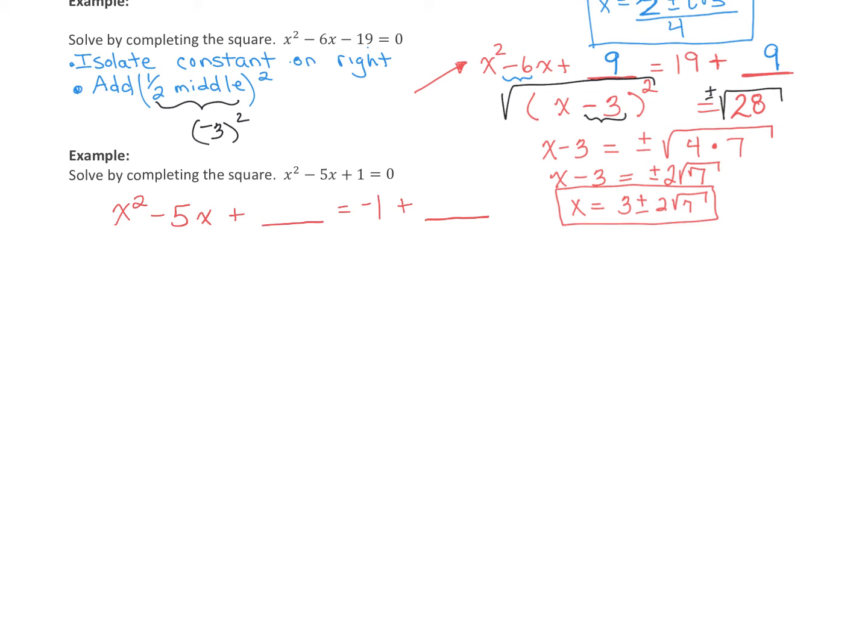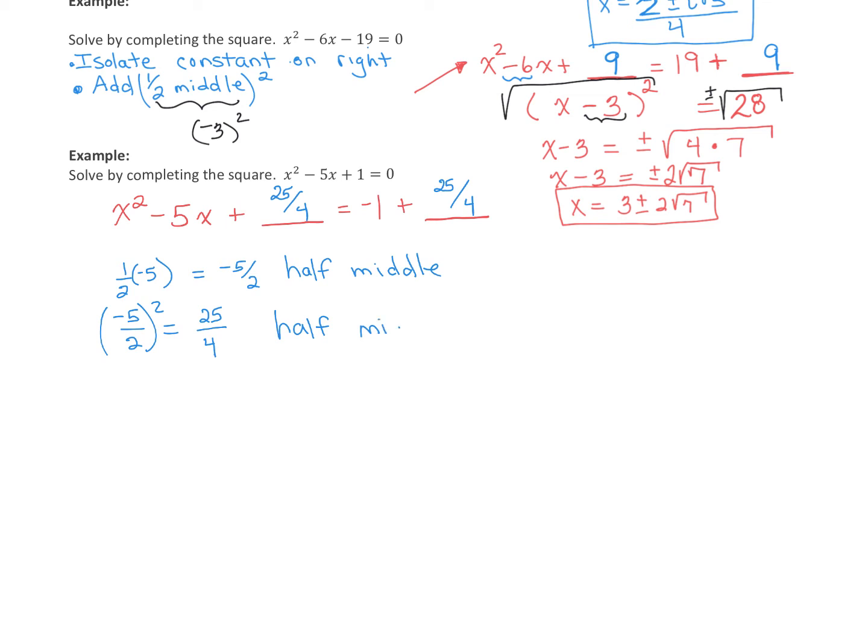We're going to take half of -5, which is -5/2, and then we're going to square -5/2 and get 25/4. So we're going to add 25/4 to each side of this equation. So we took half the middle term, that was this, and then we're going to take half the middle and we're going to square it.